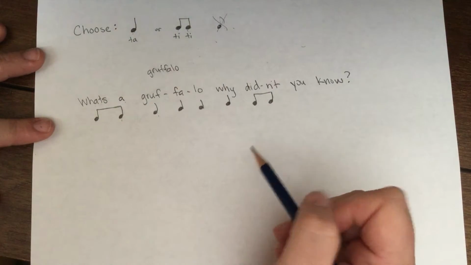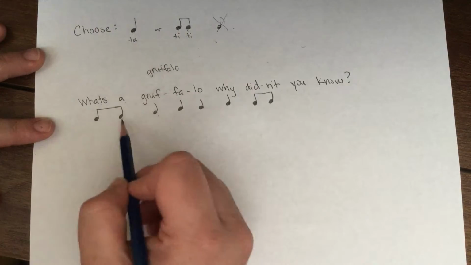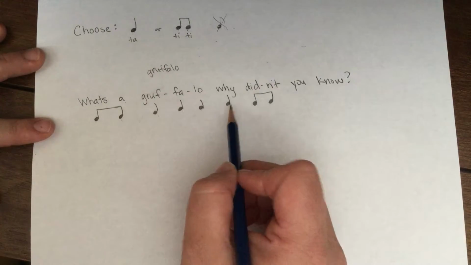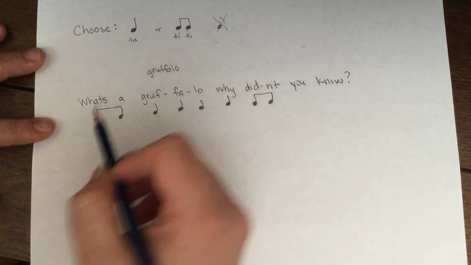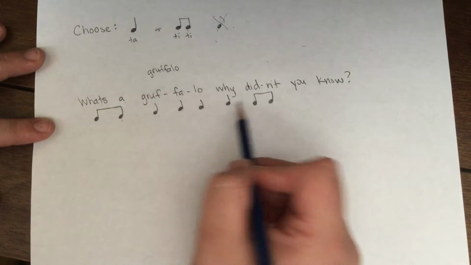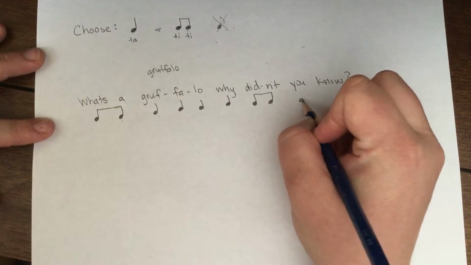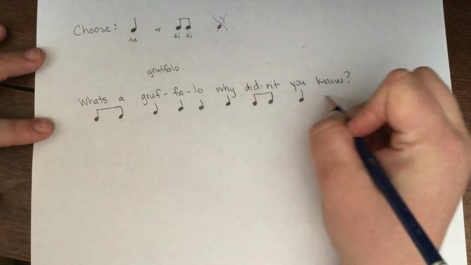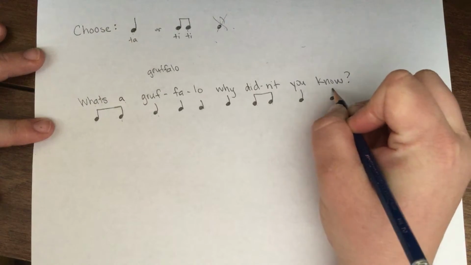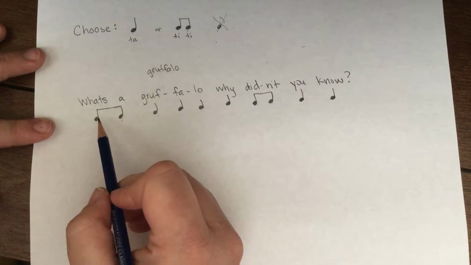Y didn't. If you wanted to check it using ta and TT first, you could. TT, ta, ta, ta, ta, TT, and then put the words in after you've done the rhythm. What's a Gruffalo? Y didn't. I think it makes sense to do these 2 slow. Okay, let's try it first with the ta and the TT.